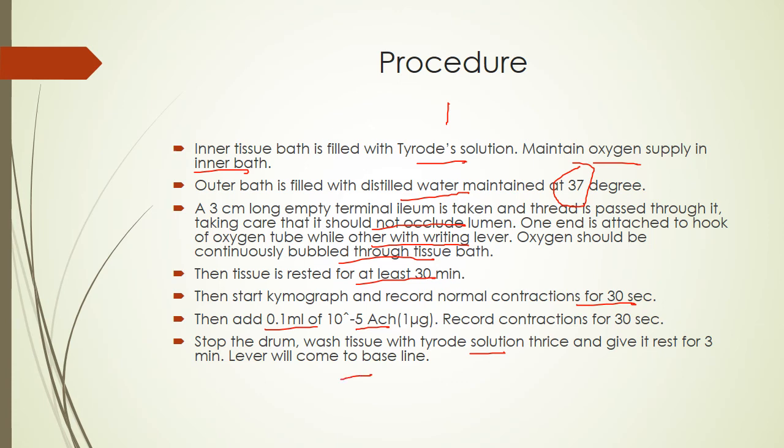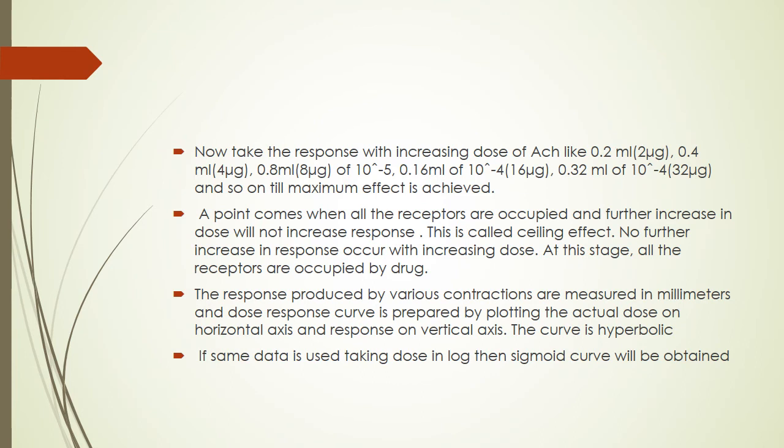And then when the lever comes to its baseline on that cycle, again we have to take a reading, but we now increase the dose of the acetylcholine to 0.2 ml, then 10 raised to power minus 5, and go on, then 10 raised to power minus 4, until a maximum effect is achieved. That effect is usually known as ceiling effect.